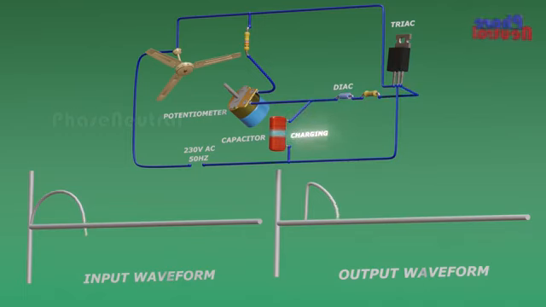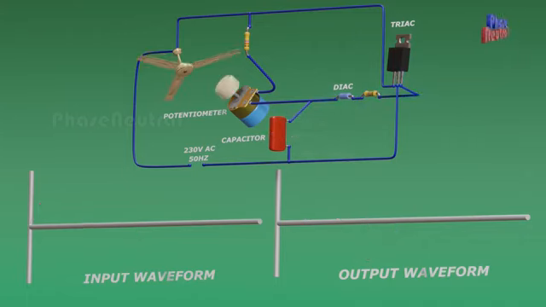You can see, when the capacitor is charging, the output voltage is 0. And at the capacitor discharging time, output voltage is high. Because at the capacitor discharging time, the triac starts conducting. And current flows to the output through the triac.